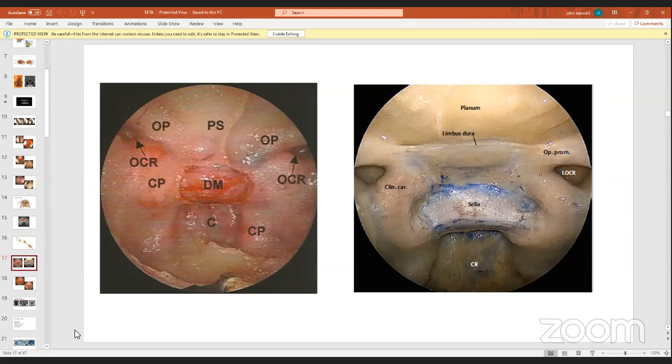On the right picture is a nice view when we drill away all the bone. You can see the sella, the clivus below, the limbus dura on the top. This is the most posterior portion of the planum sphenoidale. So this view is very nice. It will help you understand, from below, the limits between the fossae. This is the planum, the anterior fossa, the middle fossa, this is the sella, and below the sella is the posterior fossa. Okay, let's go to the next slide.